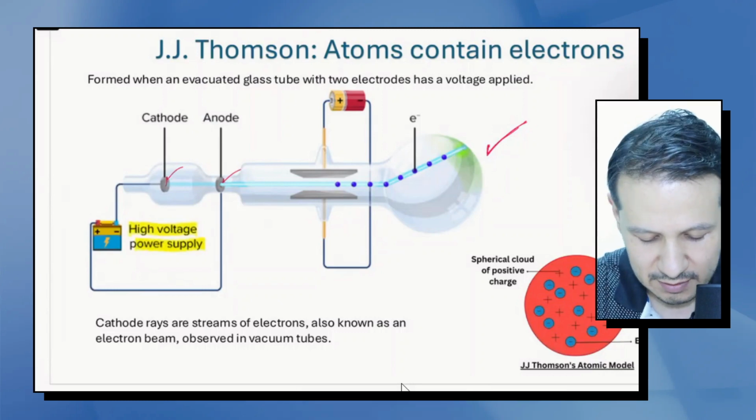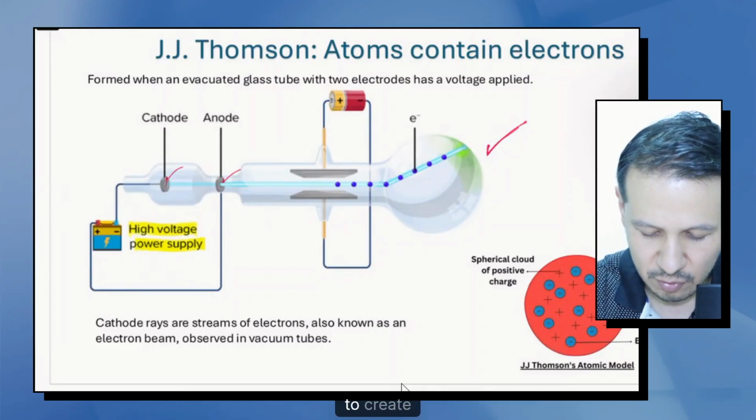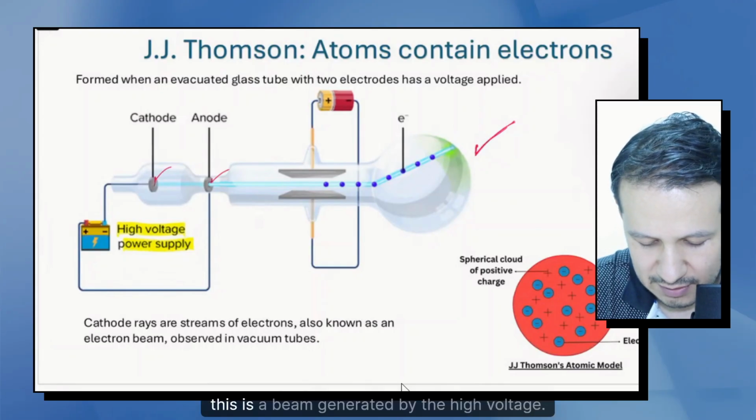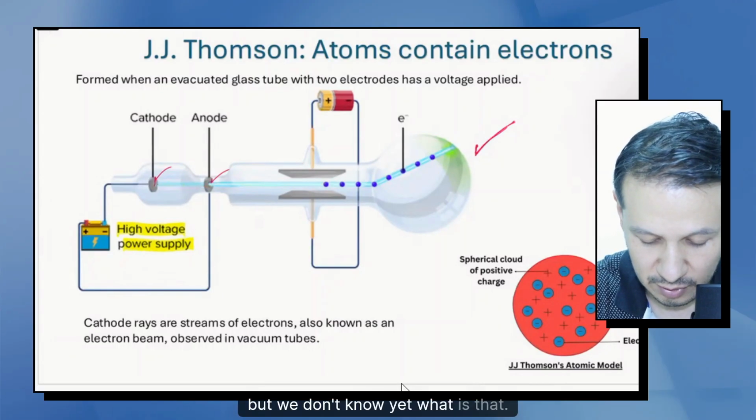What this high voltage supply is doing is working in order to create this beam. Okay, as you can see, this is a beam generated by the high voltage. But we don't know yet what that is.